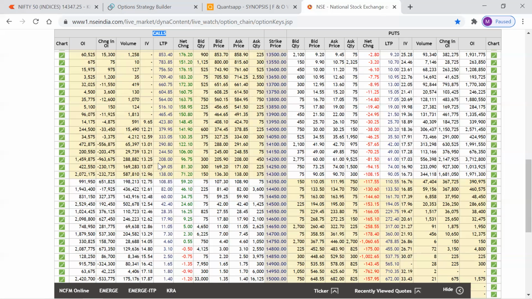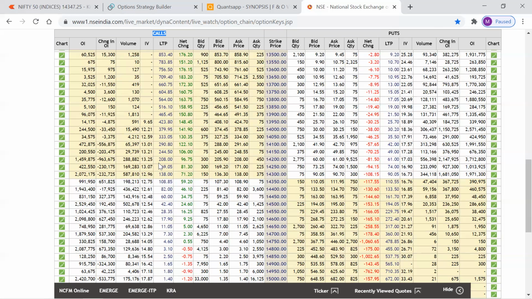Just go to Google, type in option chain, and click on the first link, which is related to the NSE website. Open that link, and that link will directly help you populate a table. That table is the option chain table. Yellow area is nothing but in the money strikes. White area is nothing but out of the money strikes.